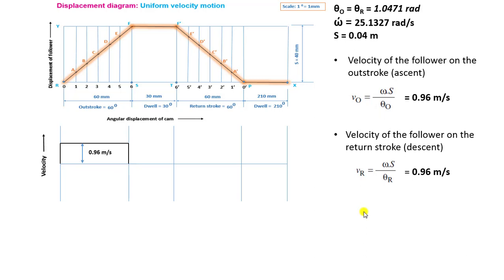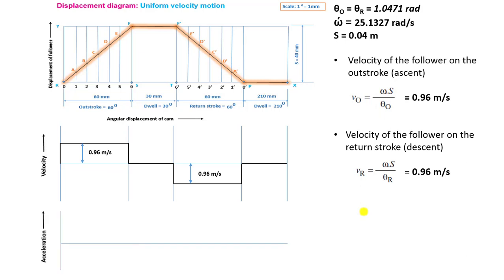During outstroke, velocity is constant. During dwell period, follower is at rest, that's why velocity is 0. During return stroke, follower travels with constant velocity from its topmost position to lowest position. Again during dwell, velocity is 0.